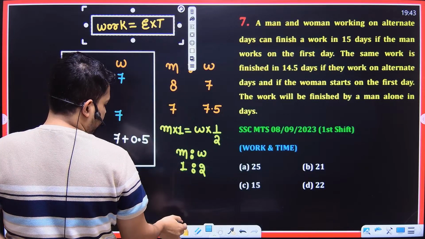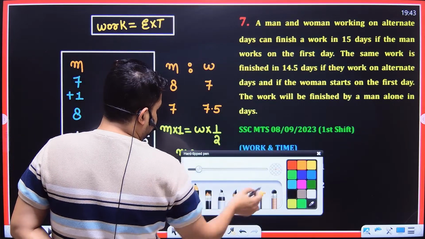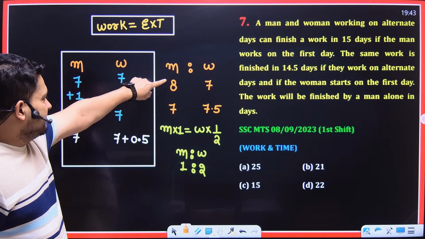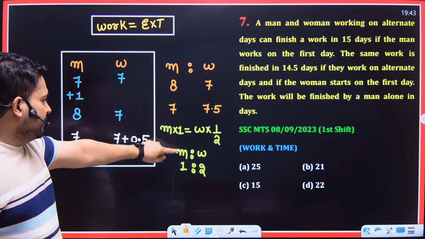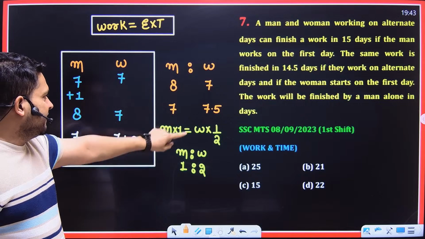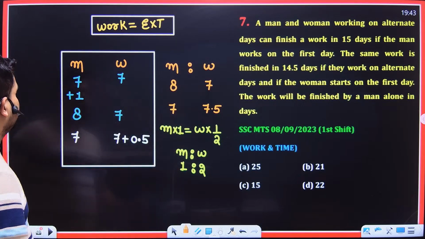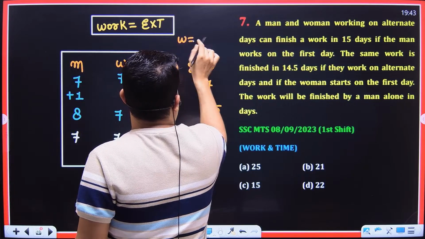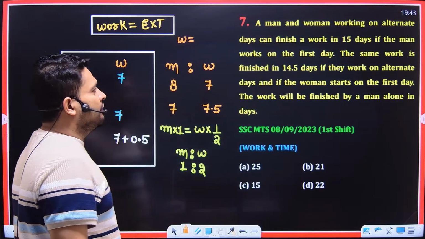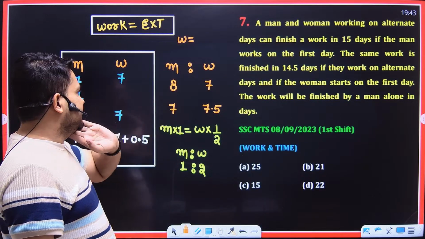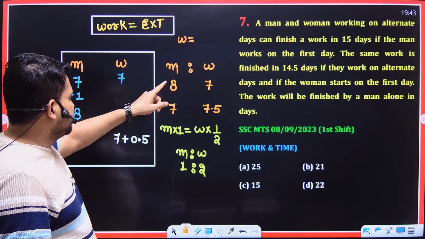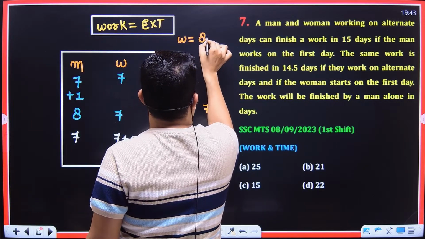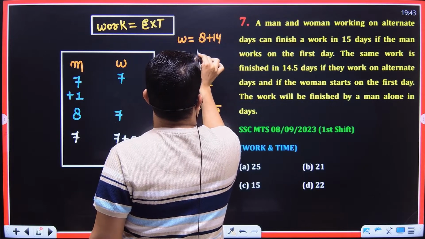If we have to calculate the time or the work, see here the man takes 8 days, 8 into 1 is 8, and 7 into 2 is 14. So what is the total work? If I talk about this work that was done on alternate days in 15 days, if a man works for 8 days with the efficiency of 1, he will do 8 work, plus the woman does 14 work. It means the total work is 22.